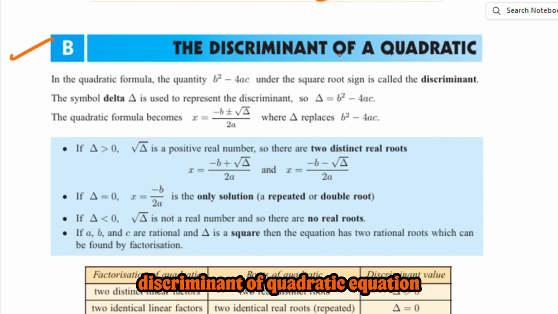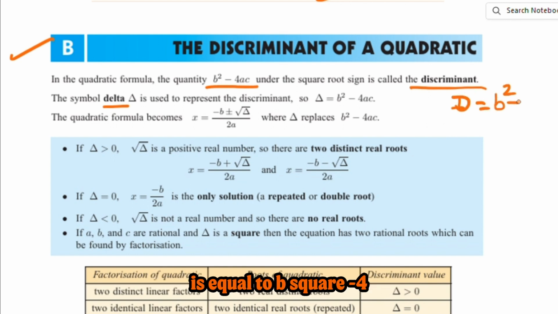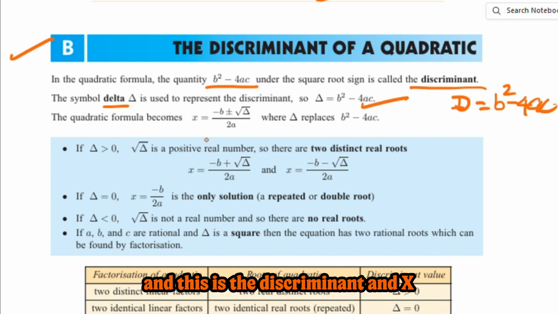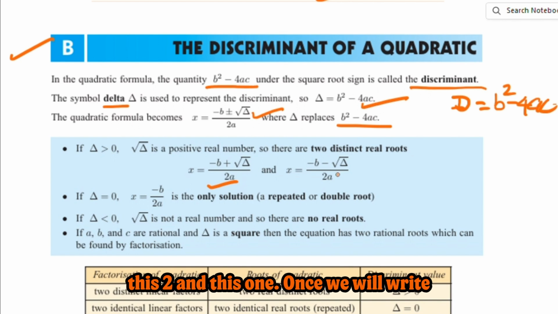And then the discriminant of a quadratic equation. The quantity b² − 4ac under the square root is called the discriminant. The discriminant is written as delta, sometimes also written as D, which is equal to b² − 4ac. And the formula's ± part is replaced with this delta.